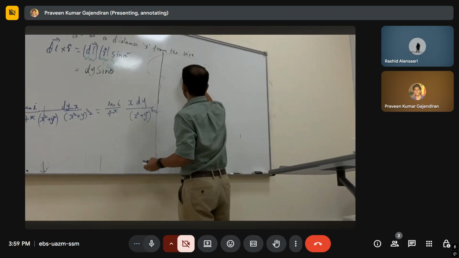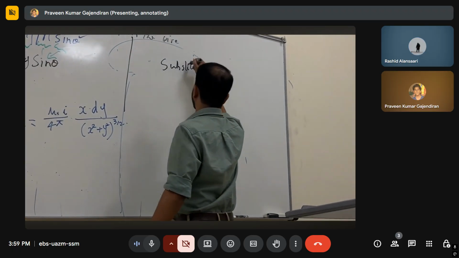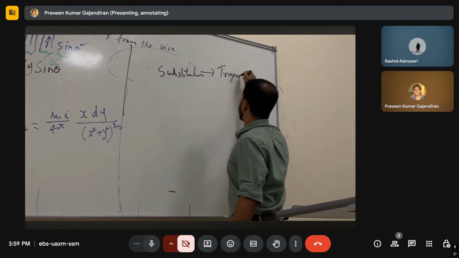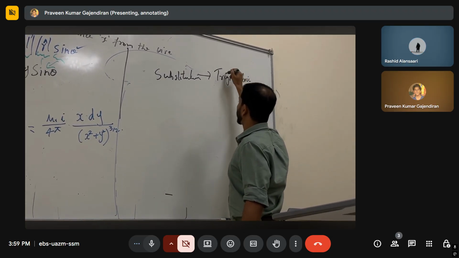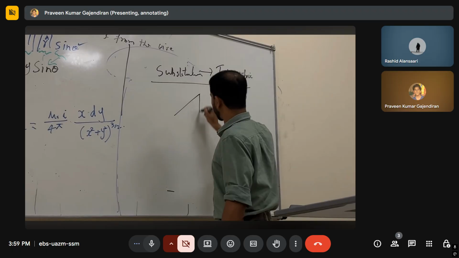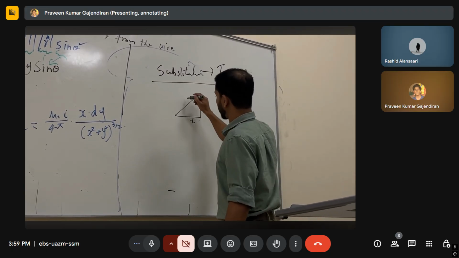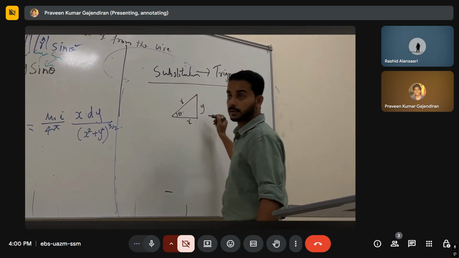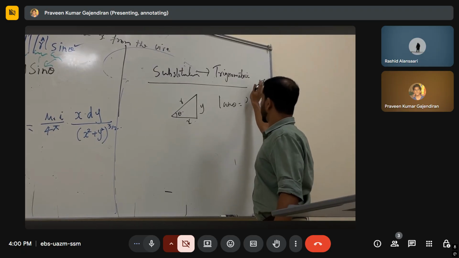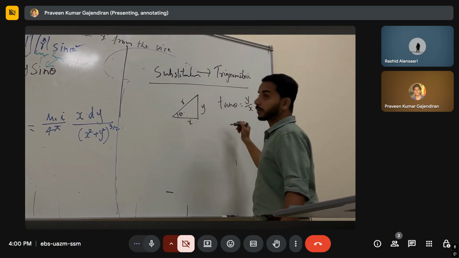What kind of substitution we use? We use trigonometric substitution, right? I hope you are familiar with this. So simply you take the sides, right? You have y, x, and let's say r, and you have theta here, right? So you define tan theta equal to y over x, and you differentiate both sides.